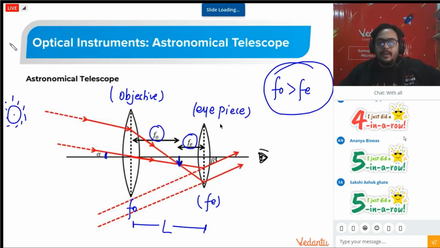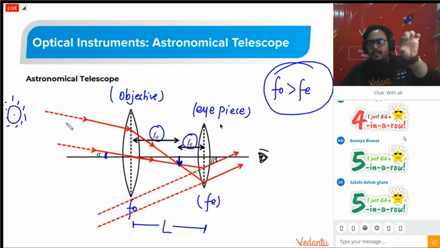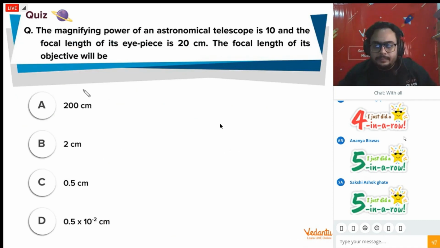Ananya, ray diagram is very, very clear. Rays are coming from infinity. They will form image at focus. Then this image is at the focus of eyepiece. So it will form the final image at infinity. When object is at infinity, image is at focus. When object is at focus, image is at infinity. This is very, very easy, na? Chalo. Let's do one question.